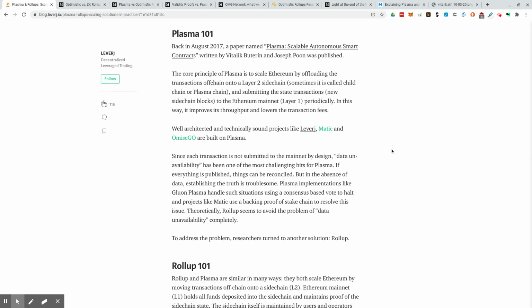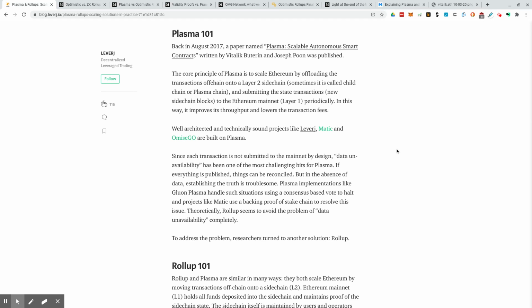So first, I'm going to start with Plasma here. The core principle of Plasma is to scale Ethereum by offloading the transactions off-chain onto the Layer 2 sidechain and submitting the state transactions to the Ethereum mainnet periodically. In this way, it improves throughput and lowers transaction fees. So this is mainly like batch transactions in a credit card system. Instead of doing each one at a time on the credit card network, you can just do a bunch of them at once and save on the credit card fees. Gas stations usually do this.